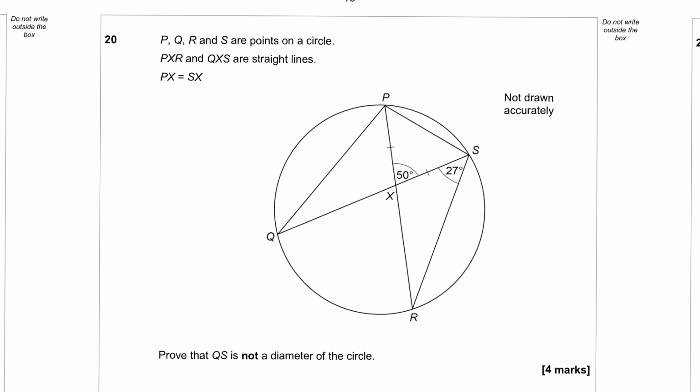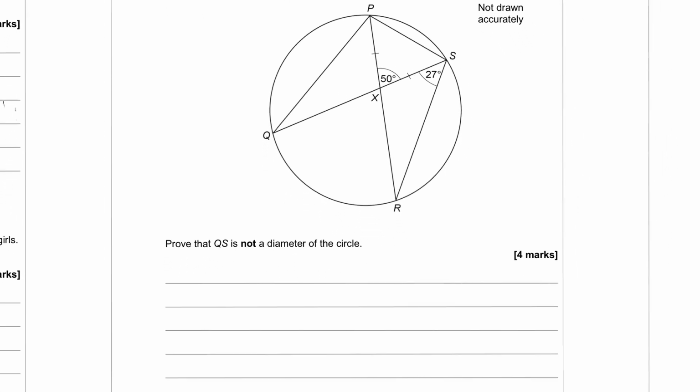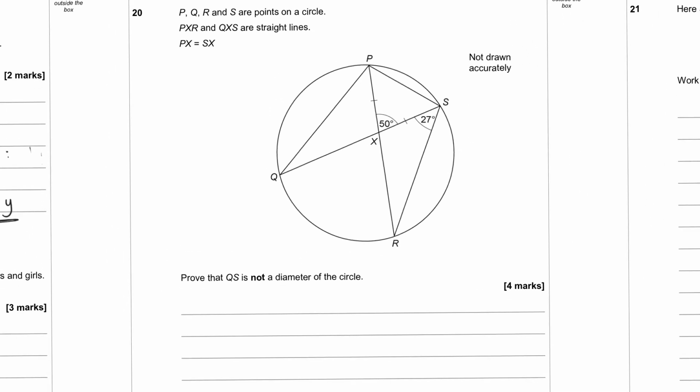So, the first thing for that is for QS, so again, I mentioned it in my Excel video, but long story short, for proof questions, I always look at the number of marks. So if it's 4 marks, I'm trying to basically make 4 points. So the first thing is, for QS to be a diameter, that means, so I'll draw a circle so you can see what I'm on about.